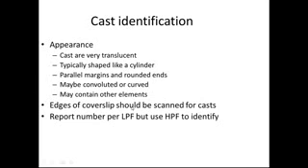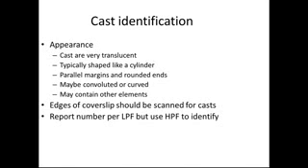Cast identification: we identify casts by the appearance. Casts are very translucent, so it is important to have low light in the microscope. Typical shapes are cylinder, parallel margins, and then the ends are usually rounded. They may be convoluted or curved and may contain other elements, which we will talk about in a few slides.